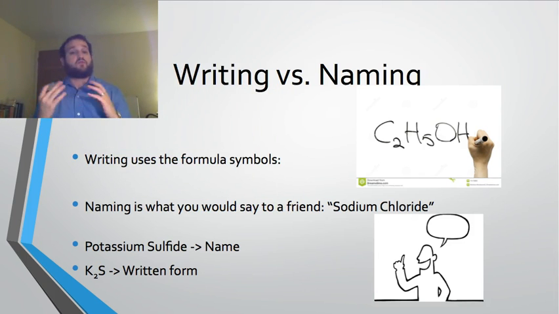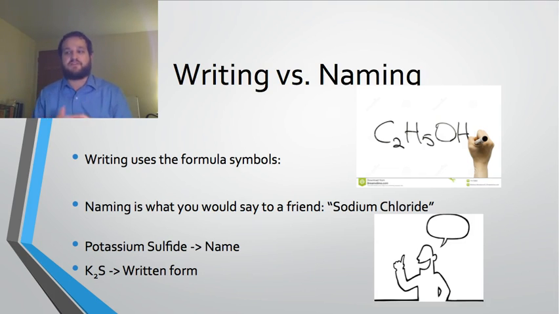It turns out that writing a chemical formula is what you would actually write down on a piece of paper. That includes the actual chemical symbols, or the element symbols. So for example, NaCl is the written formula for salt, sodium chloride, or K2S is the written form of potassium sulfide.